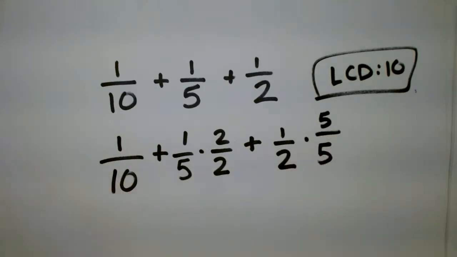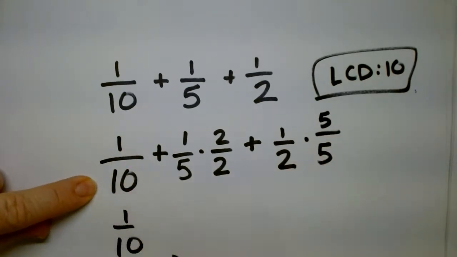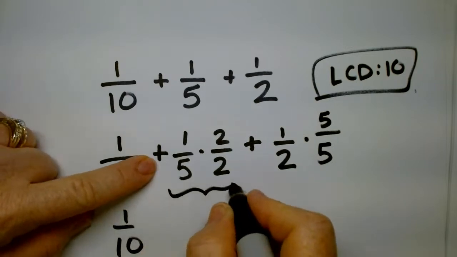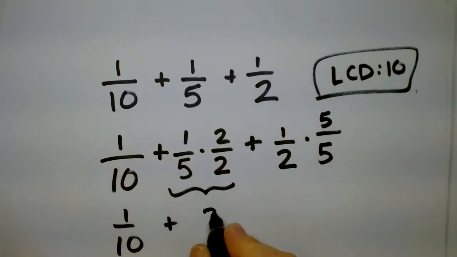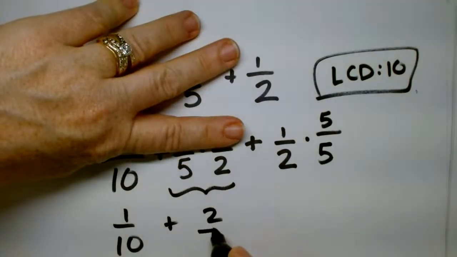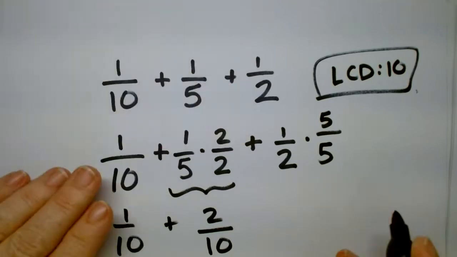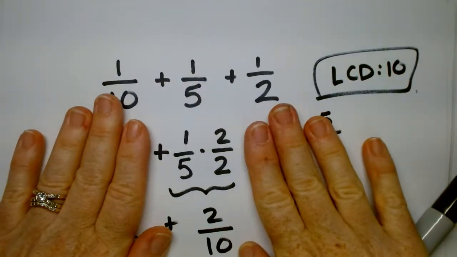Okay, so let's do the multiplication. So 1 over 10, do it step by step. This thing is going to be 1 times 2, which is 2. 5 times 2, which is 10. Do you see just that one right there? Okay, so I can scale up 1/5.